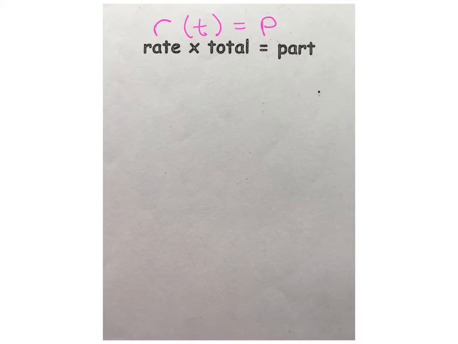The parts we're going to be looking for are either the sale price part or the savings part of the bar. So we're going to be working with money today. Let's take a look at a quick problem. In your notes, draw a nice tape diagram. And next to it, write the formula R times T equals P.